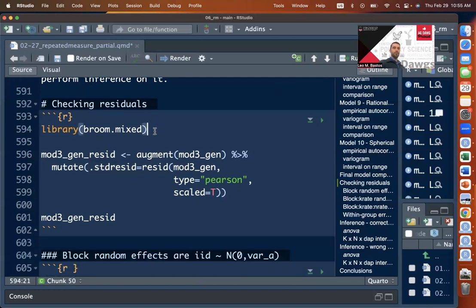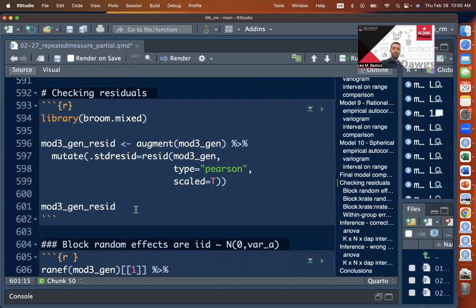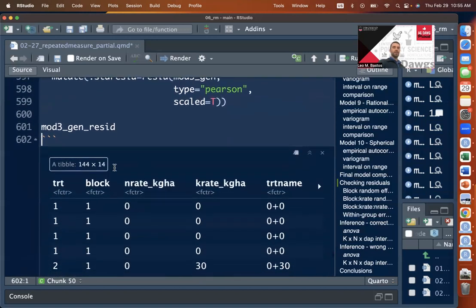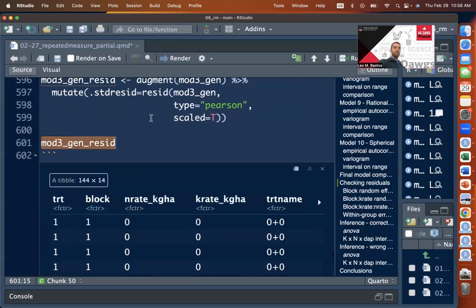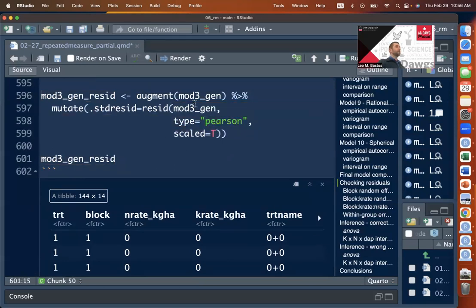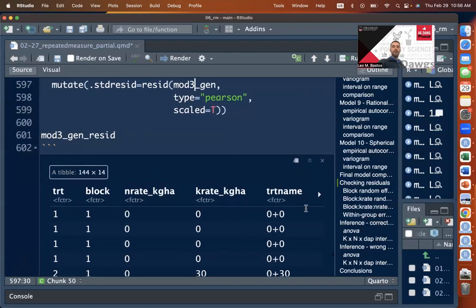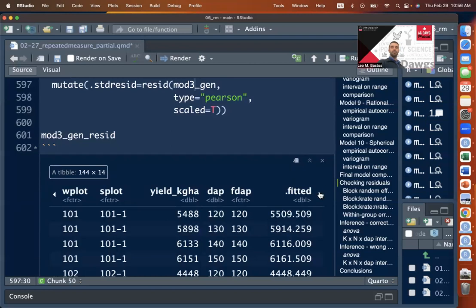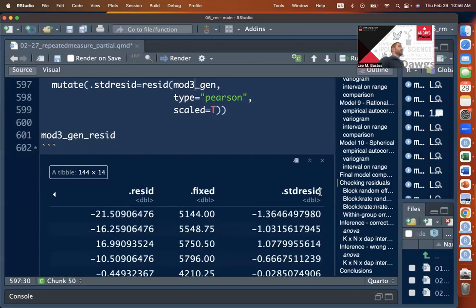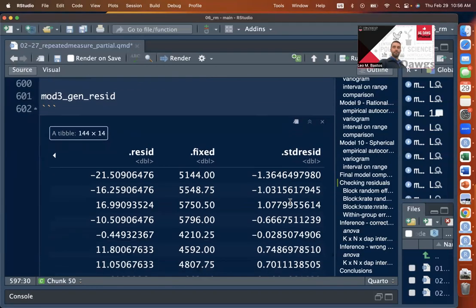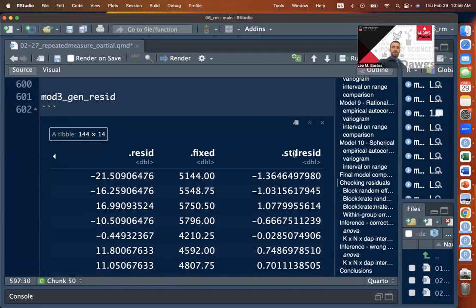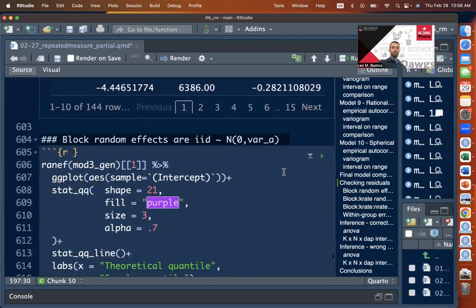If you first load the BrewMix package and you create this object, this is the same. If you remember, what the augment function does is it takes your data set and appends other columns with the residual information. Every observation on your data set has a residual because it's the difference between what the model is predicting and what the observation actually is. That's the residual, right? And it's also creating that column, the standardized residual, at the end as well.